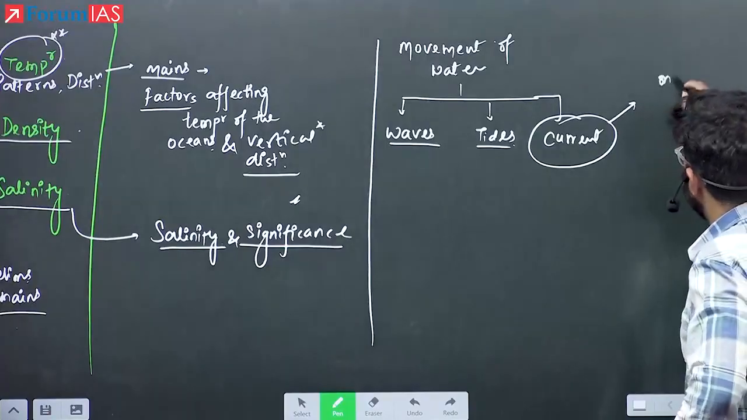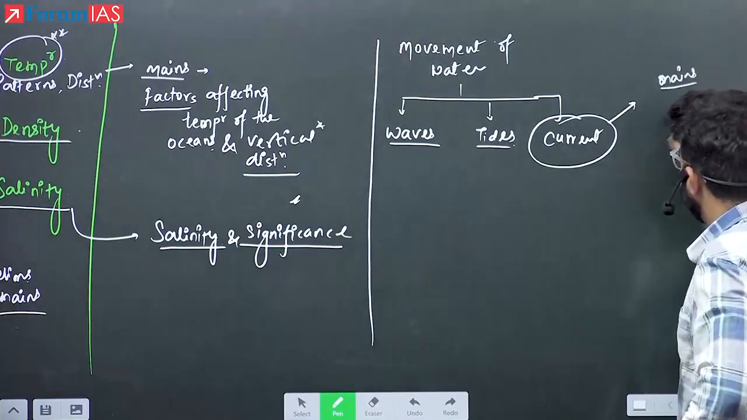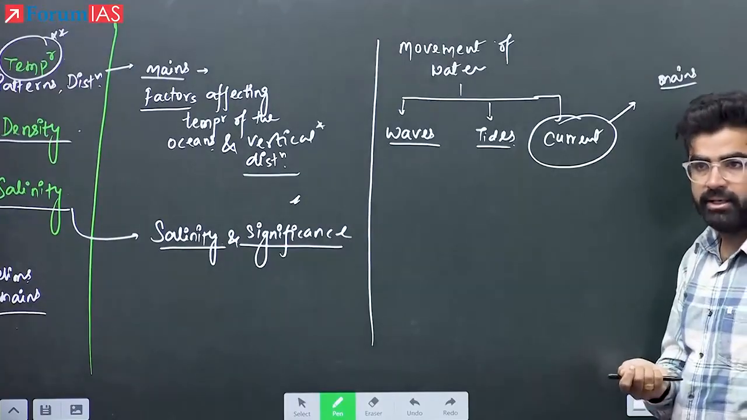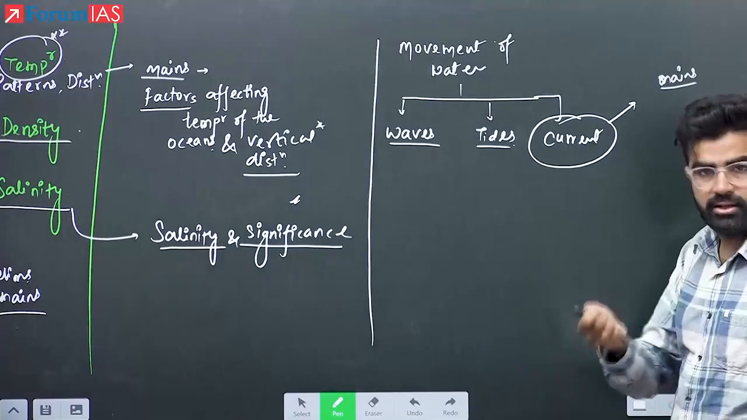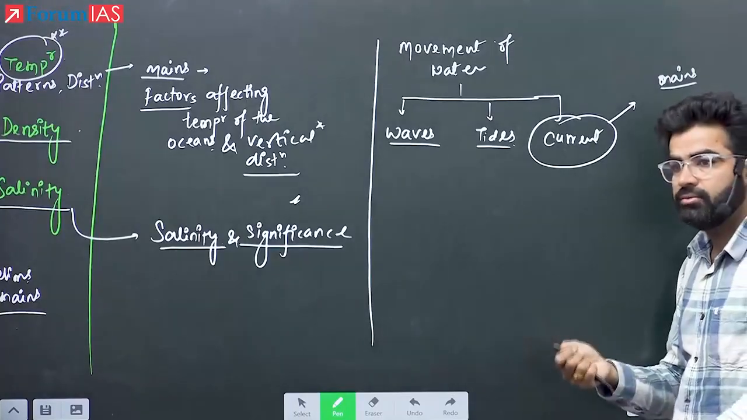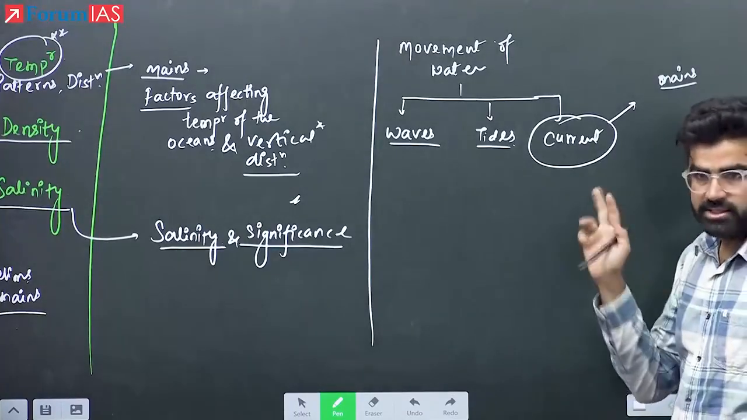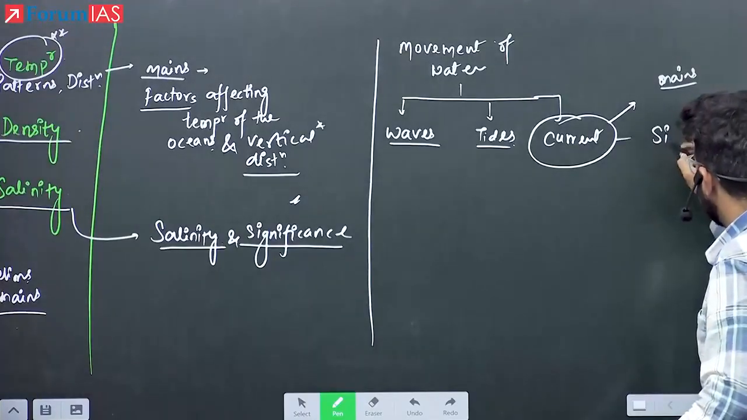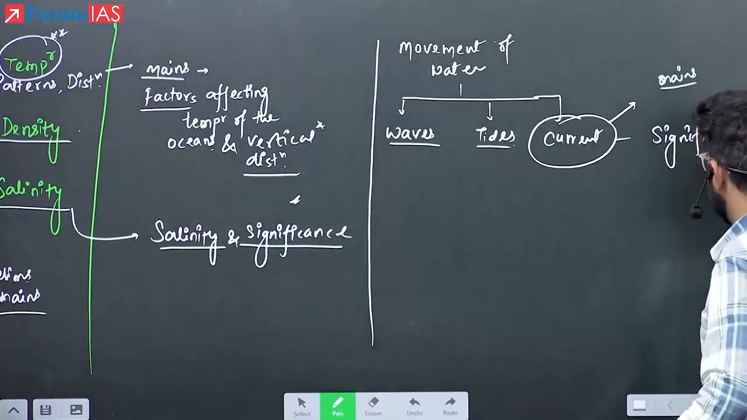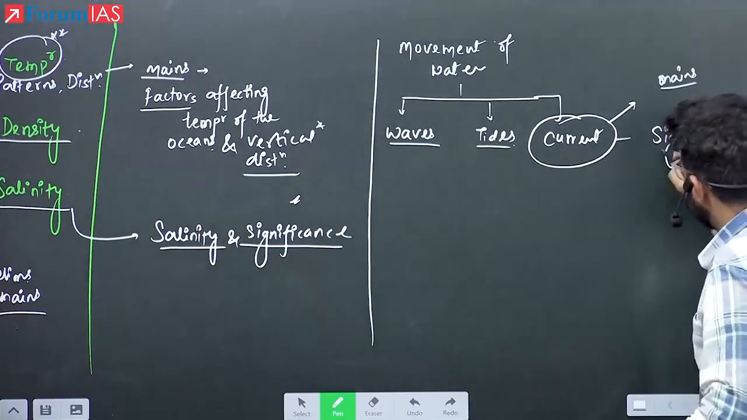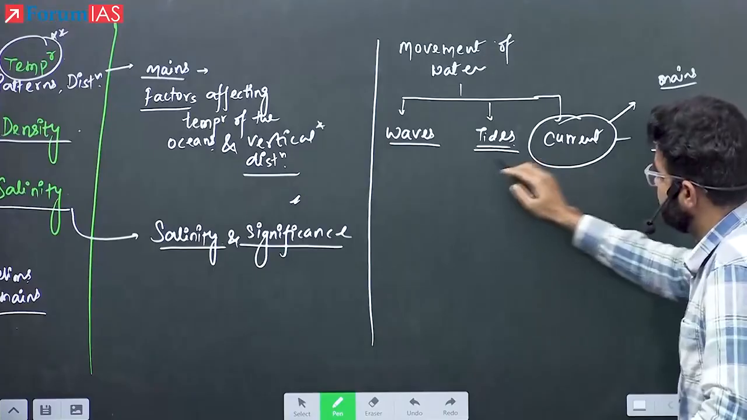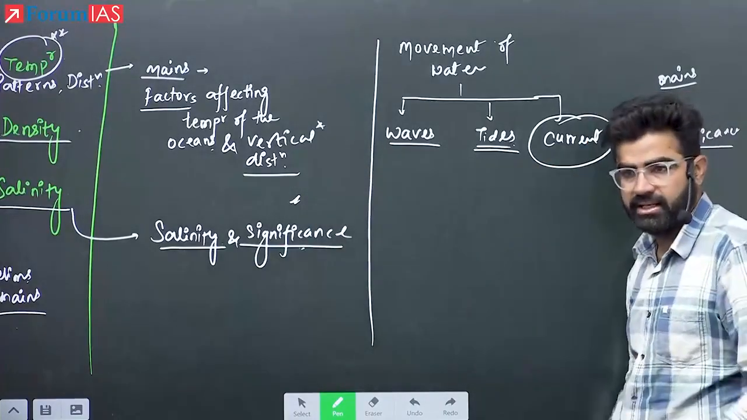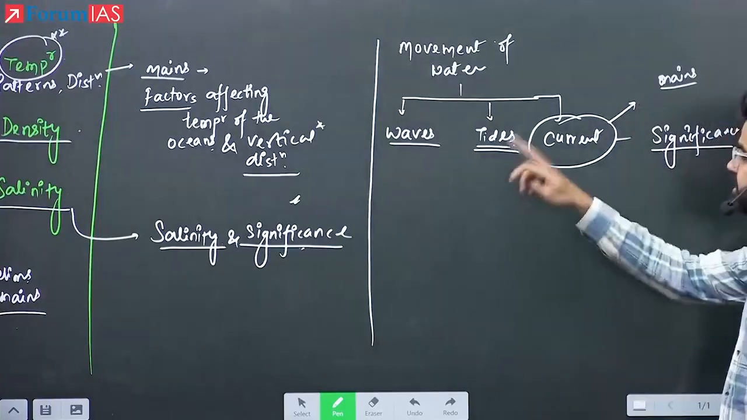So for example, in the mains, they can ask you specifically about currents of the Indian Ocean. What are the currents which are there in the Indian Ocean? What is the significance of oceanic currents in general? They can ask you this question. Very much it is possible. So for the currents, you should know their significance. More or less, the significance of tides and waves and the significance of salinity will all be coinciding, right? So don't worry about these significances.